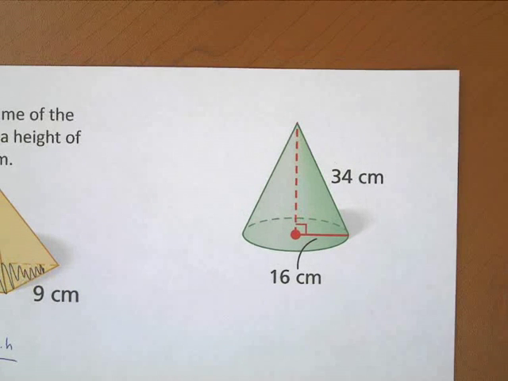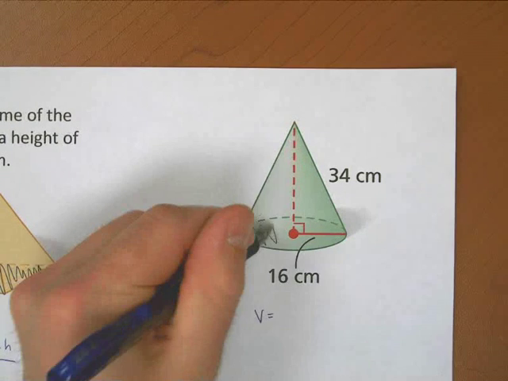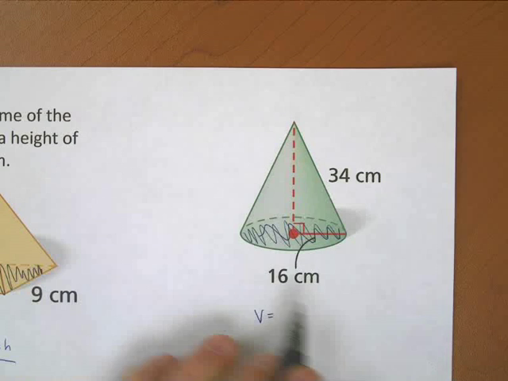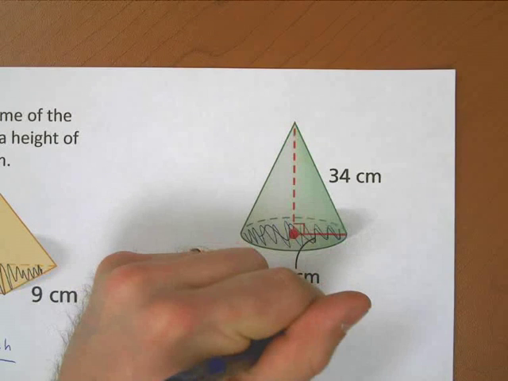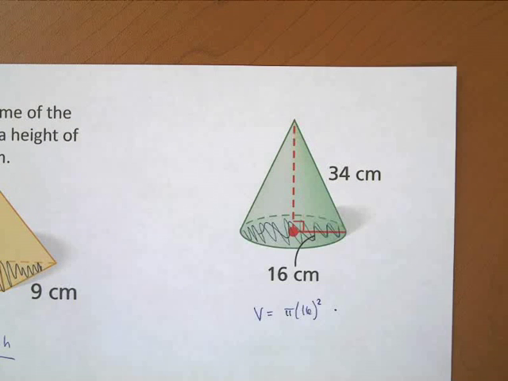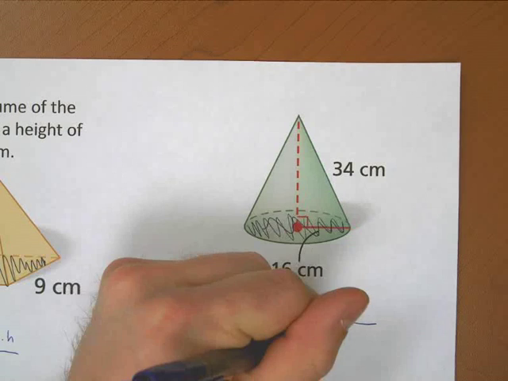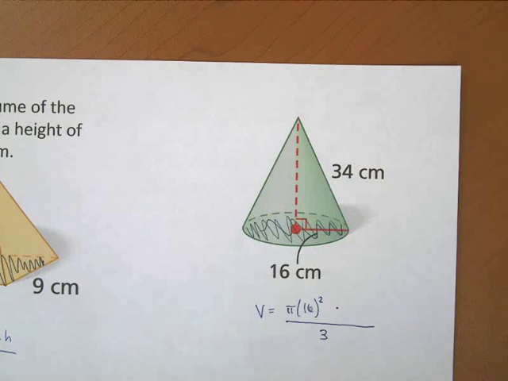Over here, what's the volume of this cone? The volume of the cone would be the area of the base. The base is a circle, so it's pi r squared. The radius is 16, so it's pi times 16 squared. We're going to multiply it by the height. That's going to be a little bit tricky, because we don't know the height. When we figure that out, we're going to divide it by 3.